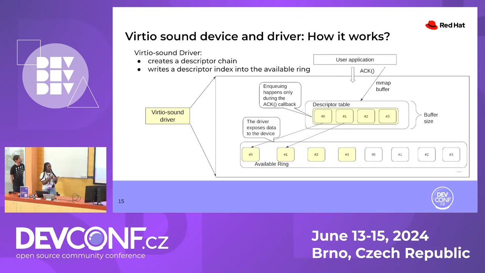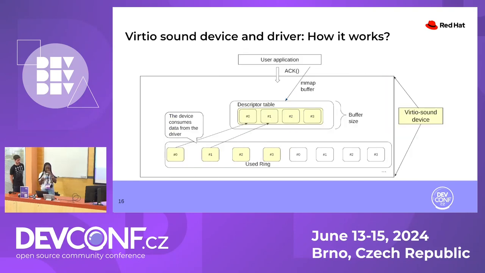To further explain how these virtqueues are mapped on the driver and the device side, let's use a typical example: a user space application running in the guest. Let's say it notifies the driver of the audio streams that need to be processed. When the driver wants to send a buffer to the device, it fills a slot in the descriptor table with the mmap buffers, and it also writes that descriptor index to the available ring. Then it notifies the device that there are available buffers that need to be processed. Depending on the buffer size, it could create a descriptor chain.